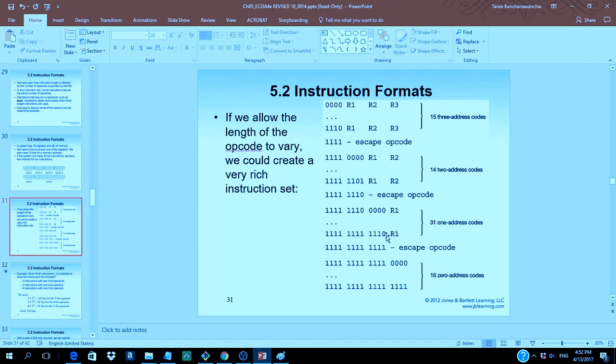And then that's going to run up to 11110, and this is going to give you, since this starts with 0, 5 bits, so it's 31, minus 1, right? With that escape 1111. When we get to that, this is going to be 0 address code, but we can have up to 16 instructions right there. So we can have many instructions if you add them all up.